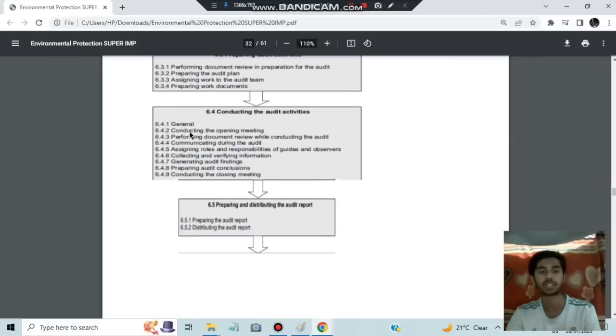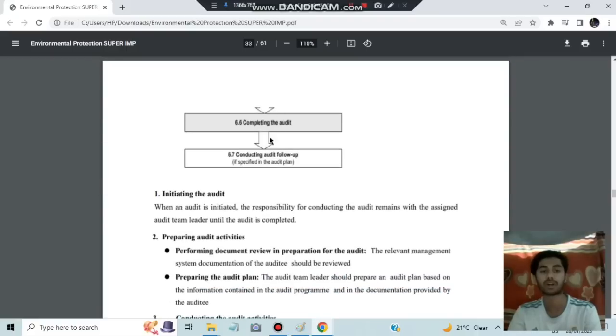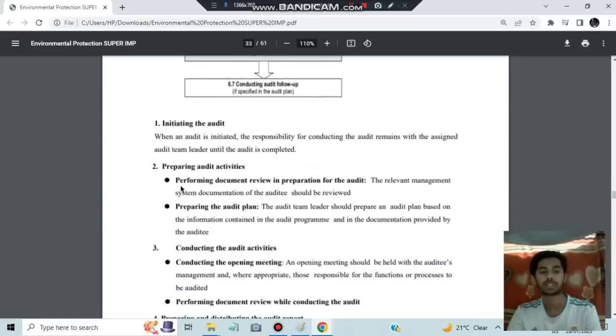And general means all the things like conduct the meeting, perform the document review, communicate with the audit person and assign the roles, collect the information, generate, prepare audit, conducting a closing meeting. Then after that is done, prepare the report and distribute the report. Finally complete the audit and conduct the audit follow-up. Okay, so more information is given here for each of these steps.